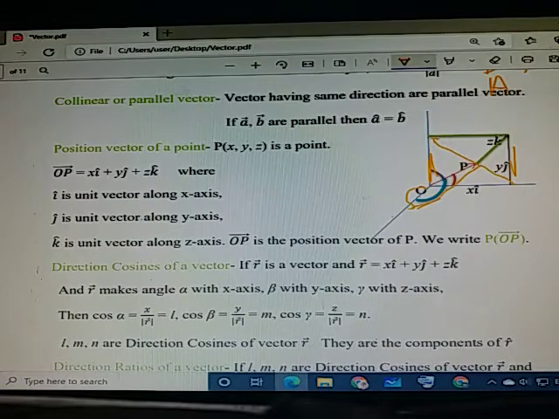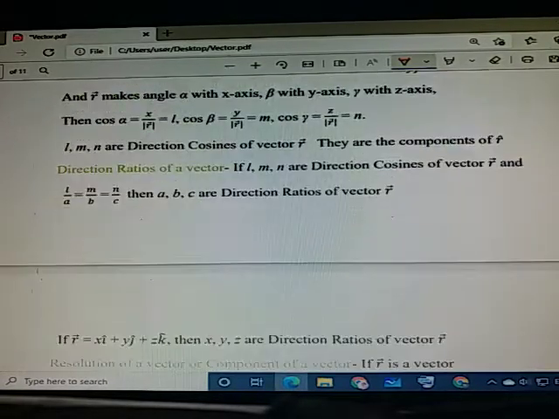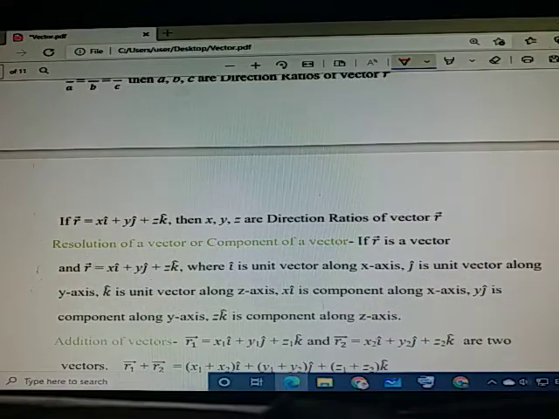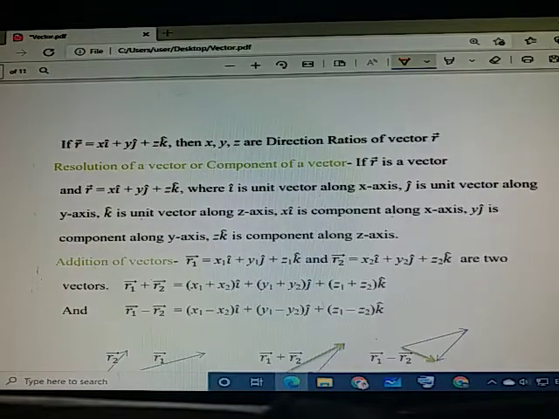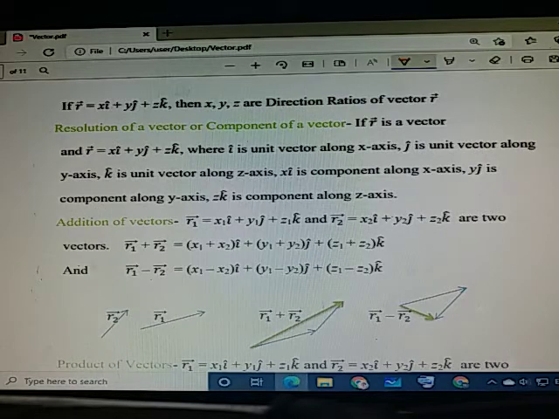So this x, y, z, we say direction ratio of the vector, is a similar concept, the same concept. Next is resolution. Resolution is the vector R along three perpendicular directions. We are taking xi, yj, zk. So these are resolution.